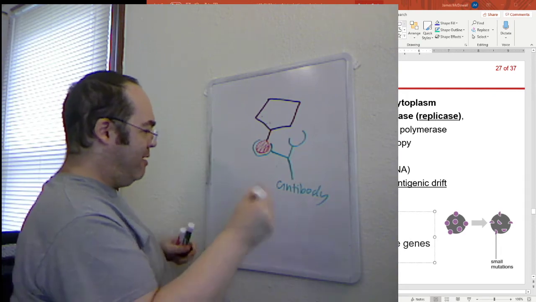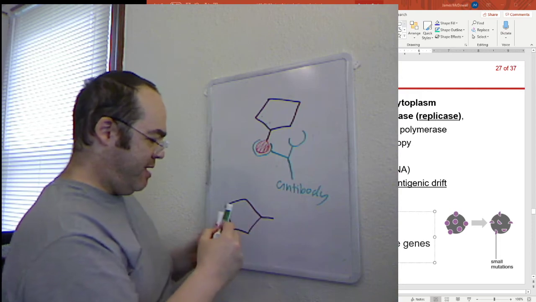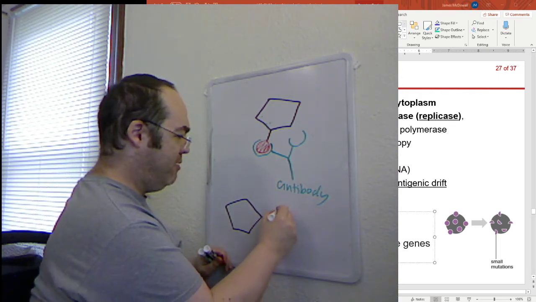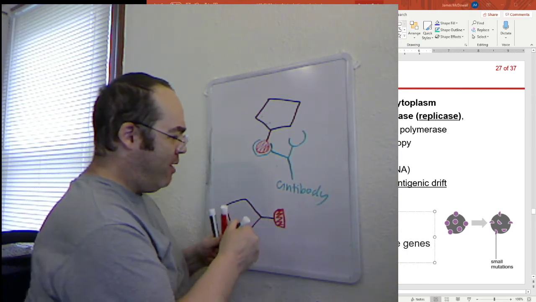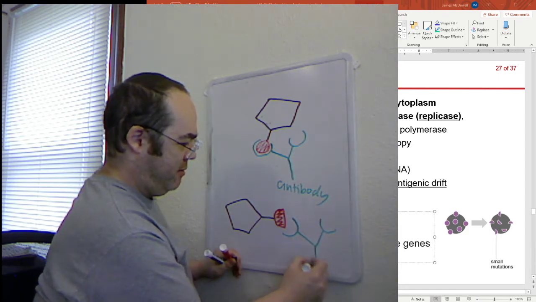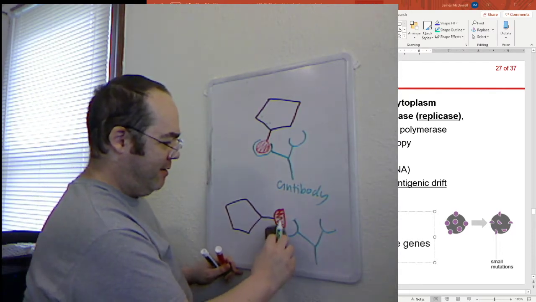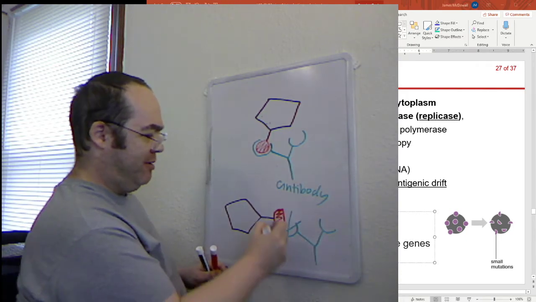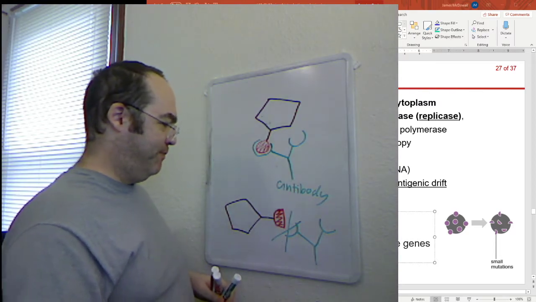But here's our new virus after the error from our replicase, and now our antibody can no longer stick. This shape of our antibody variable site is no longer a match for the shape on the virus spike.